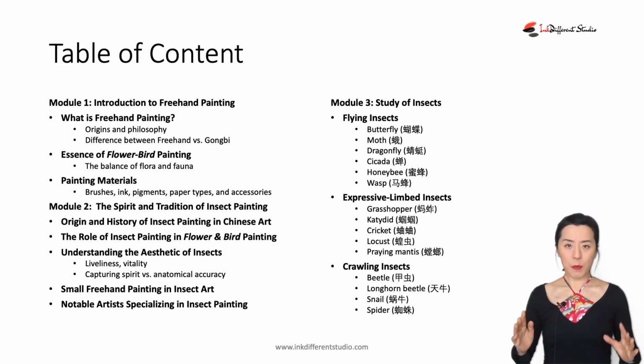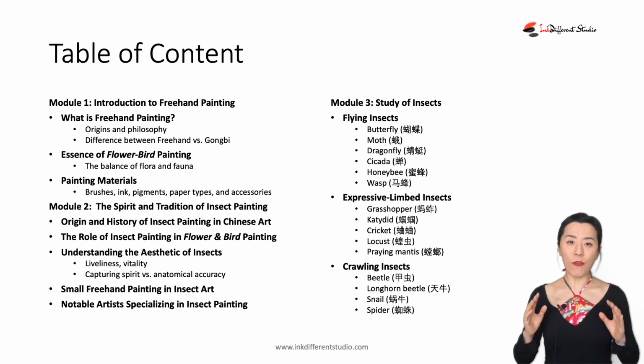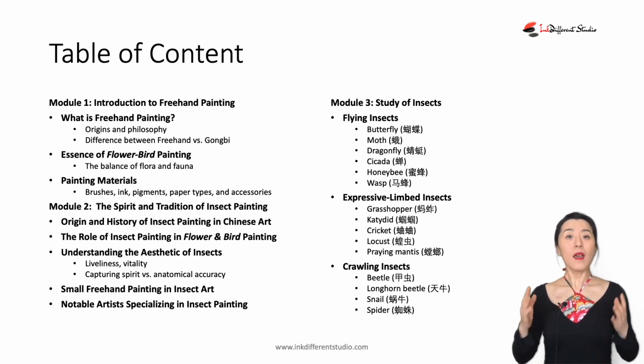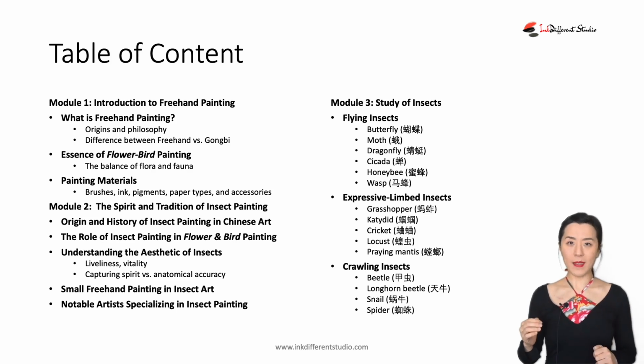Module 2, The Spirit and Tradition of Insect Painting. In this section, we delve into the origin and history of insect painting within the broader development of Chinese art. We will discuss the unique role insects play in flower bird painting, the traditional understanding of aesthetics, how to balance liveliness and vitality while capturing the spirit rather than focusing on rigid details. You will learn about the important concept of small freehand painting and be introduced to several notable masters who shaped this delicate art form.